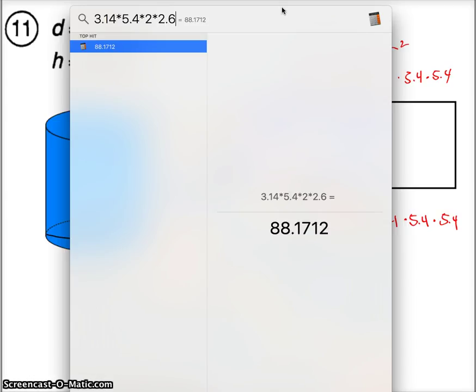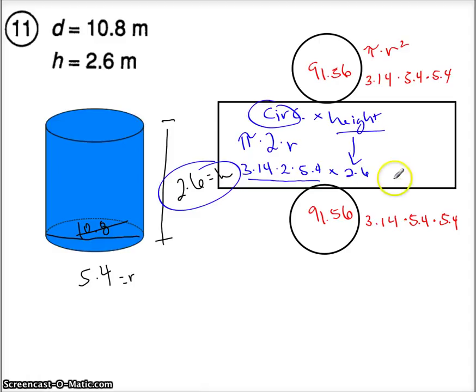So altogether I have 88.17. Pi times radius times 2, that's my diameter, and then 2.6 is the height. So this all equals 88.17. Even though it doesn't look like it, these circles are actually bigger than this rectangle around. So it's kind of a wide can instead of a very tall can.